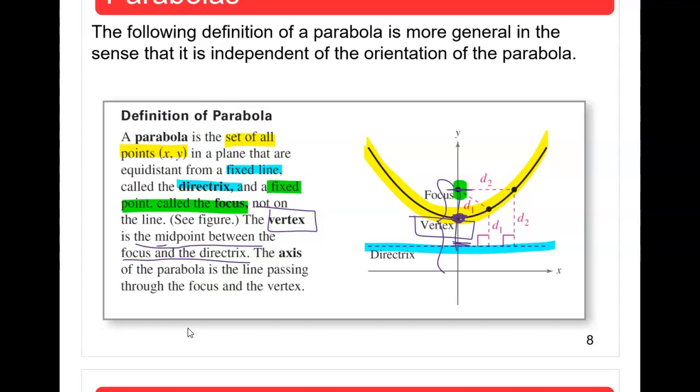So it is important to know that relationship, that the vertex will always be halfway between the focus and the directrix, or also to know that the distance from the focus to the vertex is the same distance from the vertex to the directrix. And then finally, the axis of the parabola is the line passing through the focus and the vertex. And so that will be this line here. We could also refer to that as the axis or axis of symmetry.